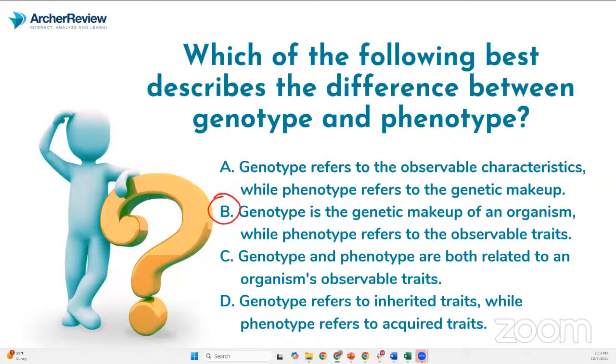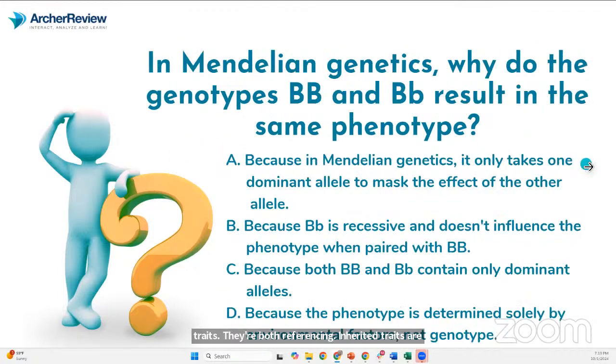Okay, hopefully you chose B for this one. A just had it complete opposite. So remember, genotype, genetic, phenotype, physical. C, simply incorrect. They're not both observable traits. And D, they're both inherited traits. They're both referencing inherited traits. Acquired traits are something that you get in your lifetime, like you learn how to play the piano. That would be an acquired trait, and that's not something you can pass to your offspring.